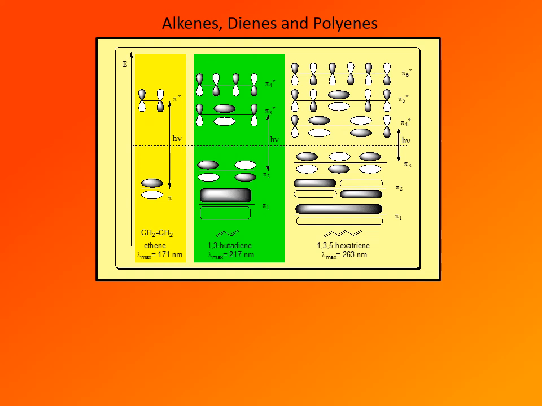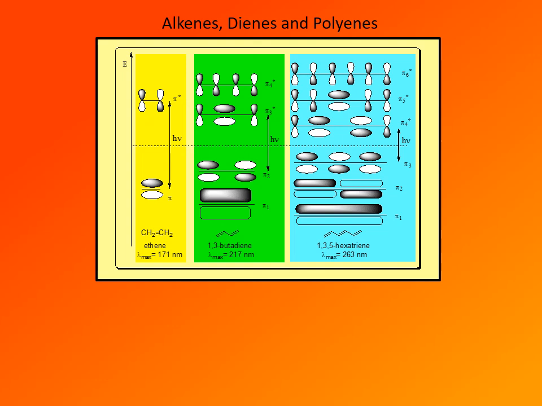And the more conjugated double bonds there are, the smaller the HOMO-LUMO energy gap is, the smaller the gap between the highest occupied and lowest unoccupied molecular orbital. So in 1,3,5-hexatriene, lambda max is 263 nanometers. And you can tell from this how quickly the energy gap is narrowing.